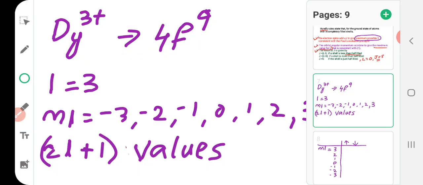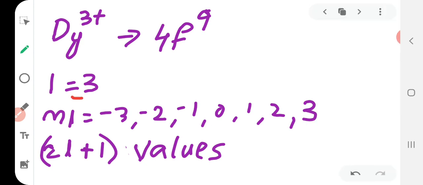Now we can find the ground state configuration of a rare earth ion, that is dysprosium 3 plus. If we write the electronic configuration of dysprosium as 1s2, 2s2, 2p6, 3s2, and so on, at last the unfilled shell is 4f9. In rare earth elements, the magnetism comes from these 4f shells. What are the features of the 4f shell? Since it is an f shell, its L value is 3.